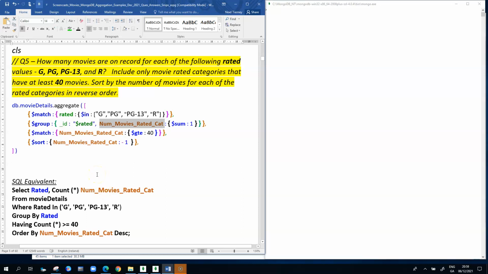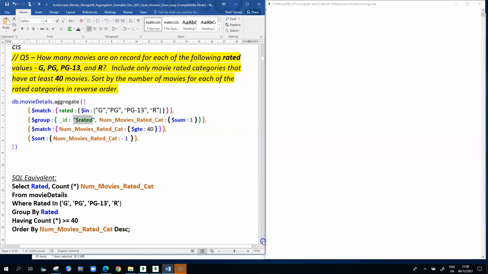So anyway, in that number 5 example, I was just grouping by the rated field. We're now going to go on to a case where we're going to group by 2 fields, rated and something else. So go down to number 6.